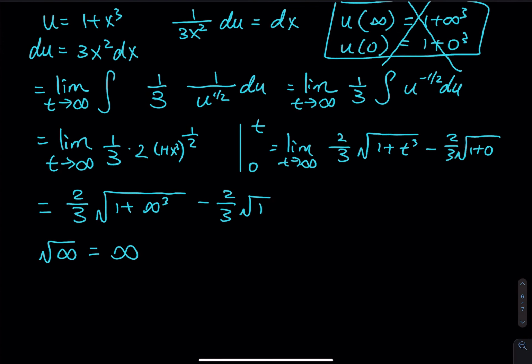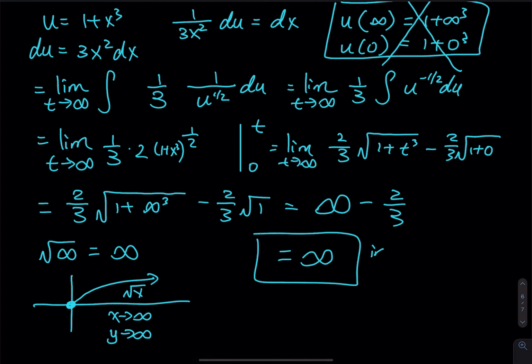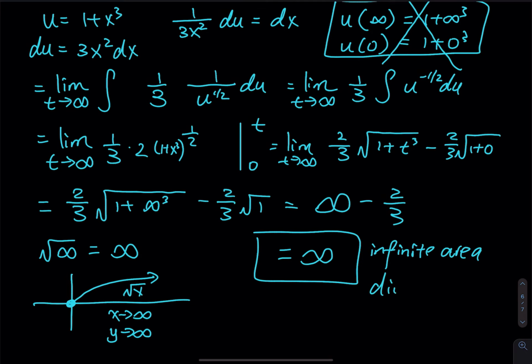Think about the graph of the square root function. It's an increasing function starting at the origin, right? So as x approaches infinity, y approaches infinity. This is the graph of square root of x. So overall, you have infinity minus 2/3. You have a huge quantity minus a tiny little bit. So you have infinity. So what does that mean? That means we have an infinite area. And also, the integral is divergent.